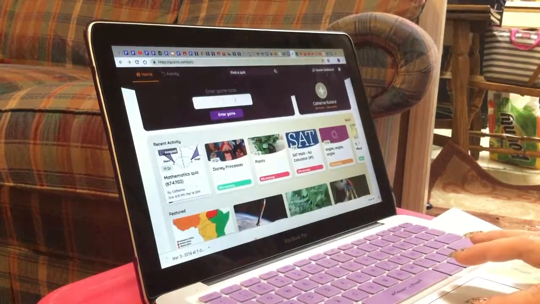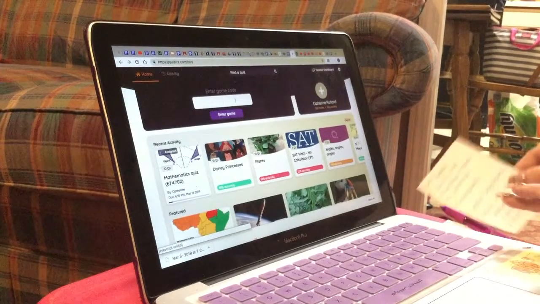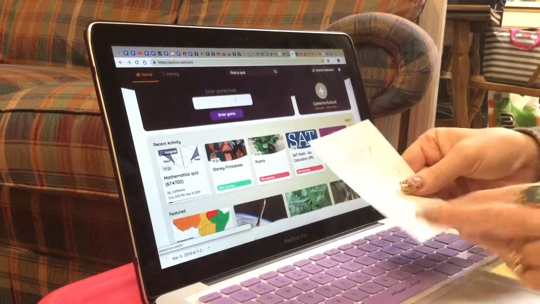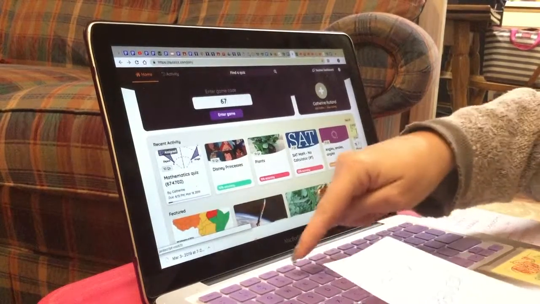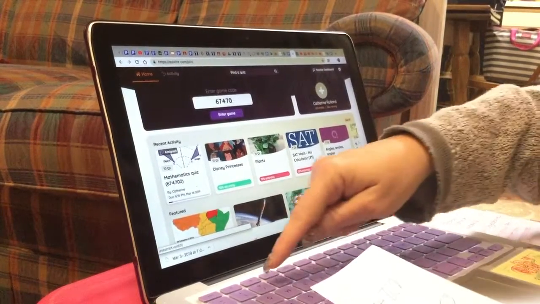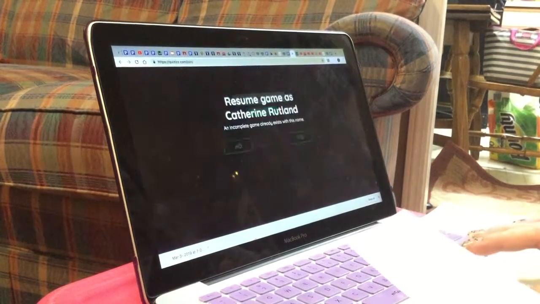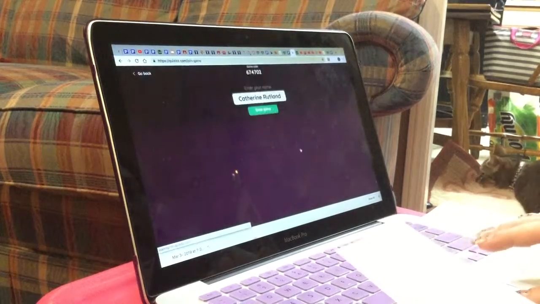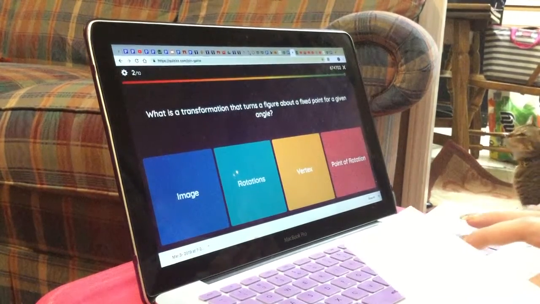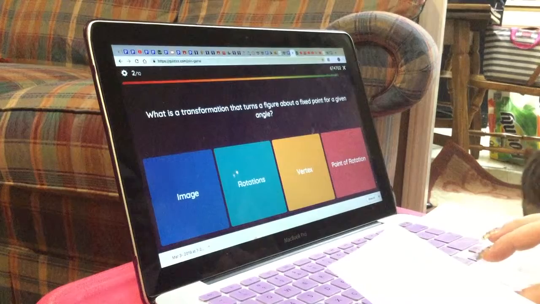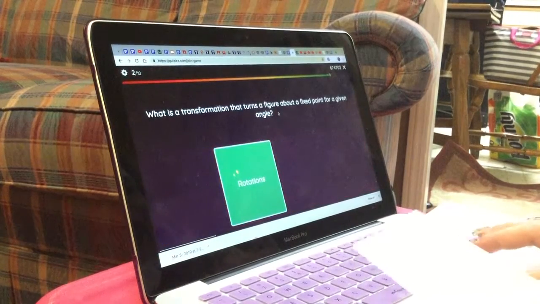So we're going to go to quizzes. They're going to enter their game code, which I wrote down was, I think it's this one, 674702. And you guys can join too. Let's see if you learned. Enter game. Okay, yeah, we'll resume. Okay, which is a transformation that turns about a point? Rotation, yay!